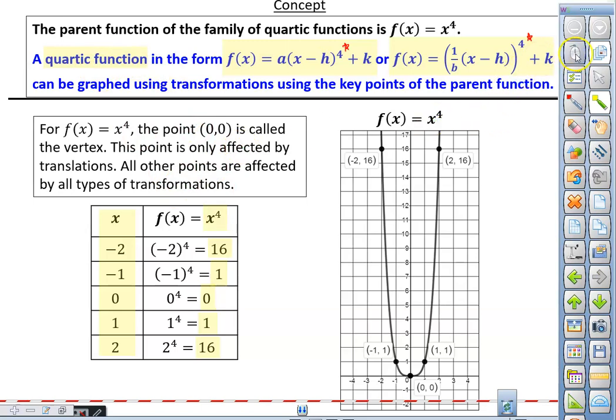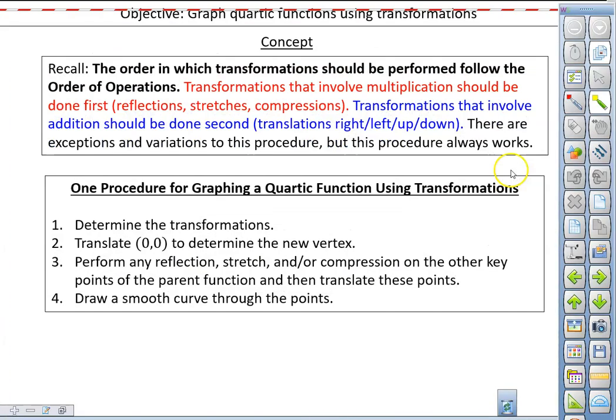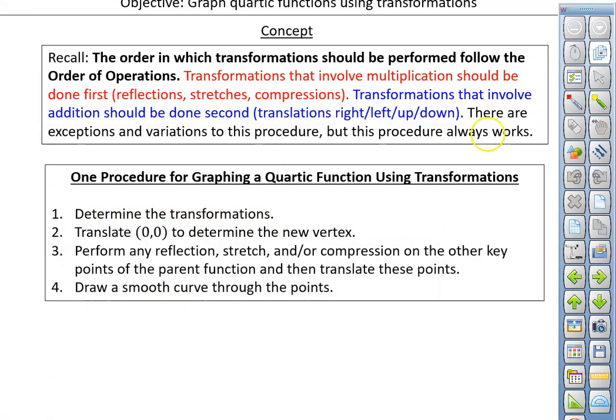Also remember that when we are graphing with transformations, we want to do the transformations that involve multiplication first, which means we do any reflection, a stretch, or compression first. And then after that, we can do translations in any direction, which technically involve then the operation of addition. All right, let's take a look at a problem.